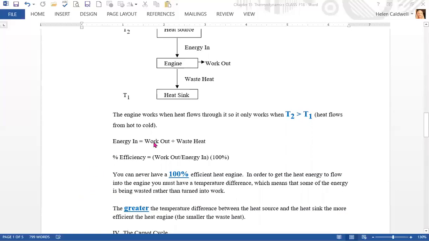The energy in is equal to the work out plus your waste heat energy, and it's never going to be 100% efficient. There's always some waste heat, there's always some lost energy. And our percent efficiency is going to be the work out divided by the energy in, and then times 100%. So the greater we can have our temperature difference between our heat source and our heat sink, the more efficient your engine. In your automobile, the radiator is your heat sink. And when your car is not functioning properly, your radiator is going to overheat.